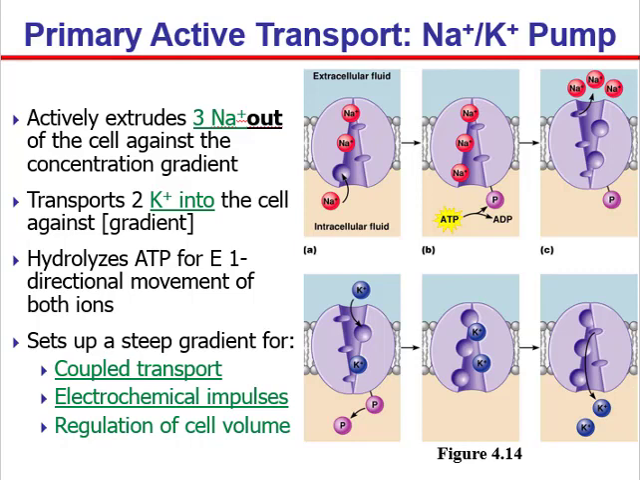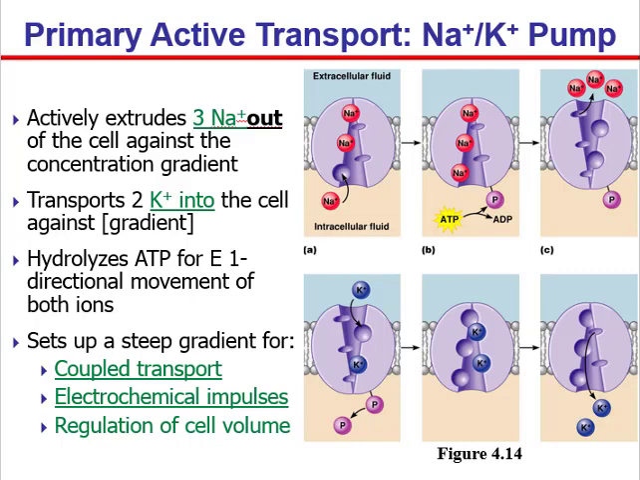So you can have coupled transport, you can have electrical impulses. We're going to be looking at action potentials in nerve cells here in the next unit. And we can also help regulate cell volume with this type of movement. Water likes to follow salt. That's why salty meals and high sodium diets often help us retain a lot of water. So we'll look at that with osmosis here in just a second.